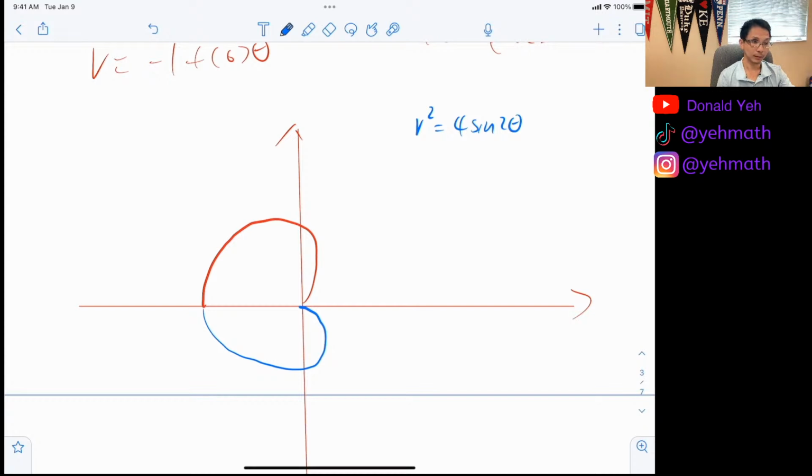But it has to be both negative theta and negative r for the line theta equal to pi/2. For the polar axis, you just have to replace theta with negative theta. For the pole, just replace r with a negative r.